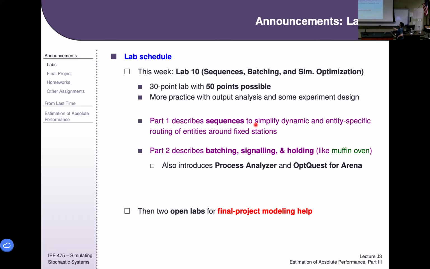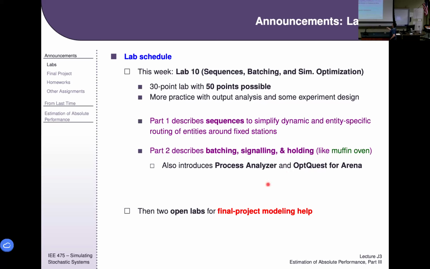And then part 2 describes batching, signaling, and holding, which we were introduced to back in lab 2, like the muffin oven. Batching can be really useful if you've got ordering processes. So as you're going to your final projects, and those of you that have customers that generate orders, and then those orders go off and have to go through a separate process before rejoining with the customer that they're associated with, then there are ways to use these tools to make all of that work. So you can make customers have to wait for their order to finish, for example. You can create batches of orders from one customer. There's a bunch of different things you can do with these.